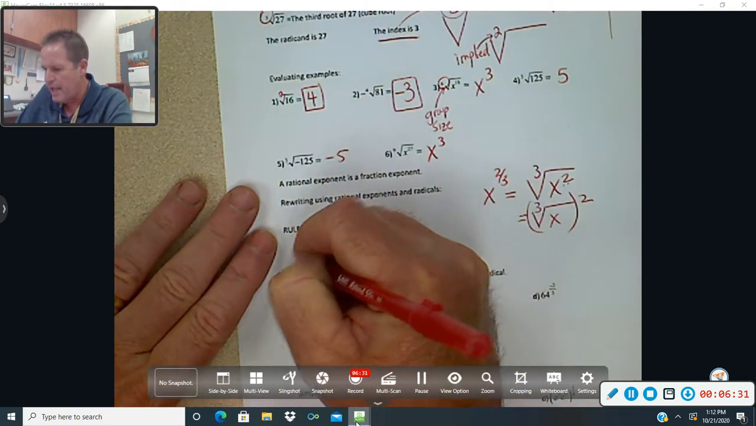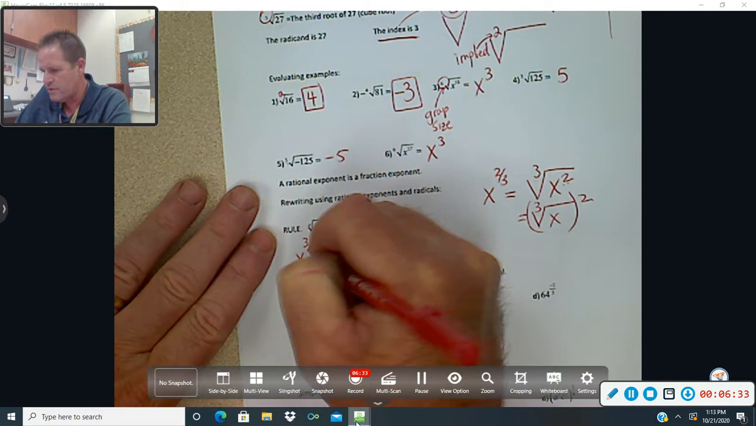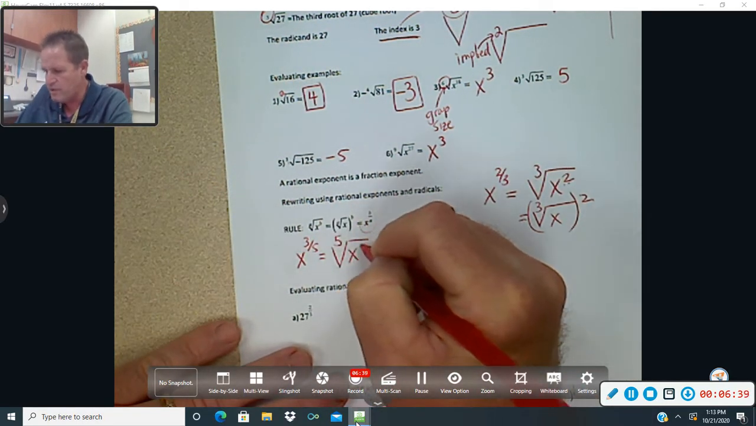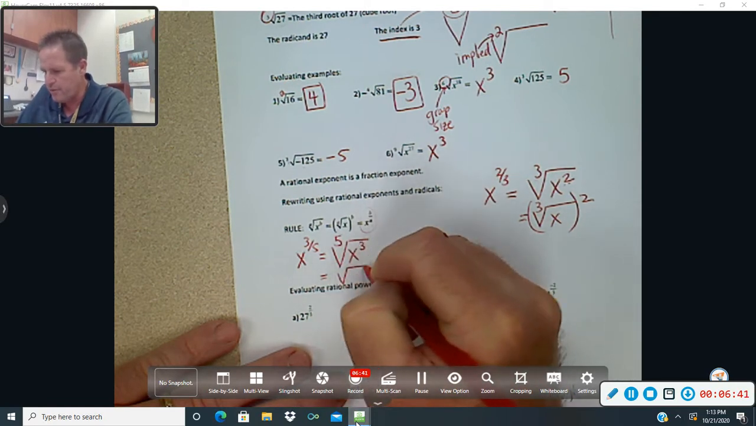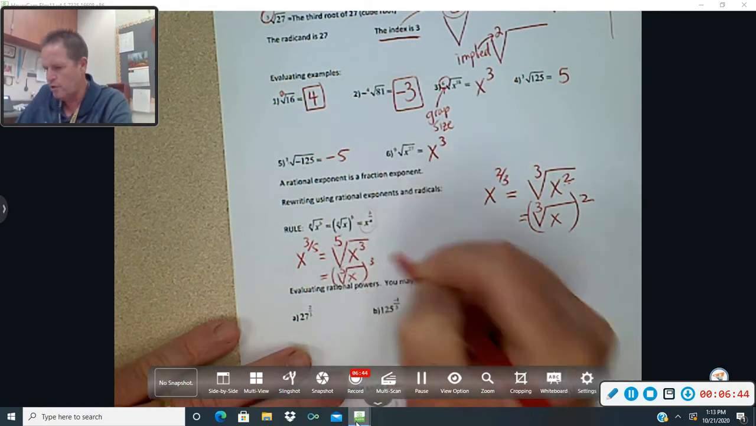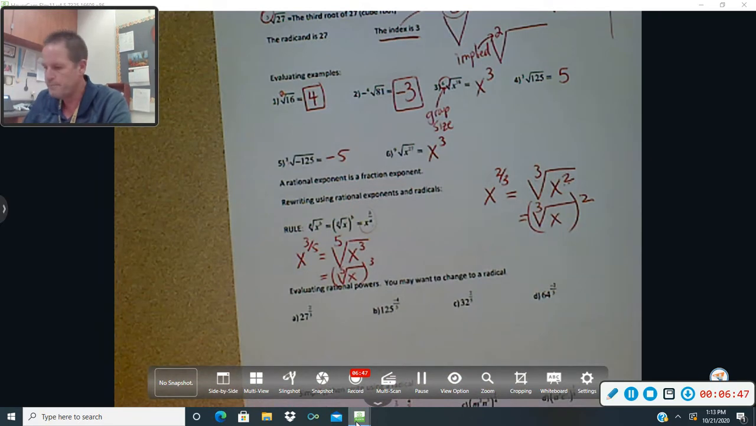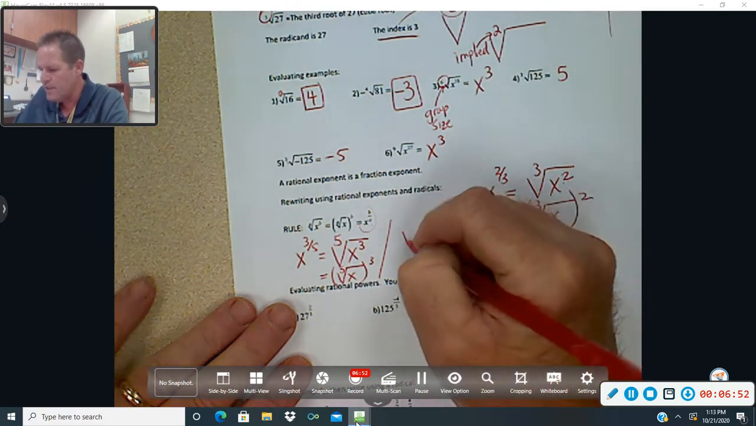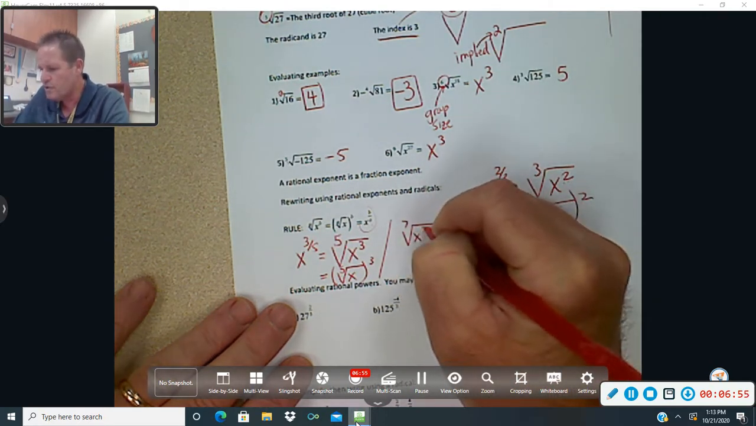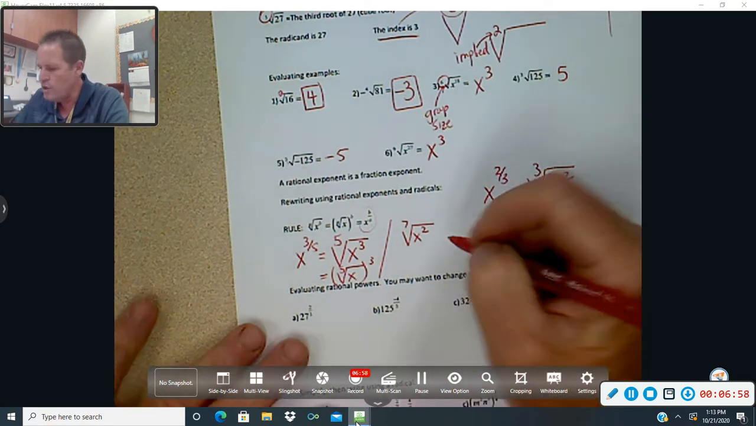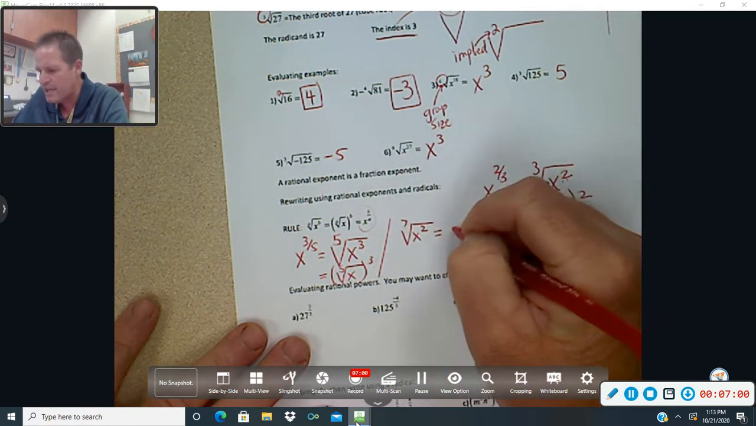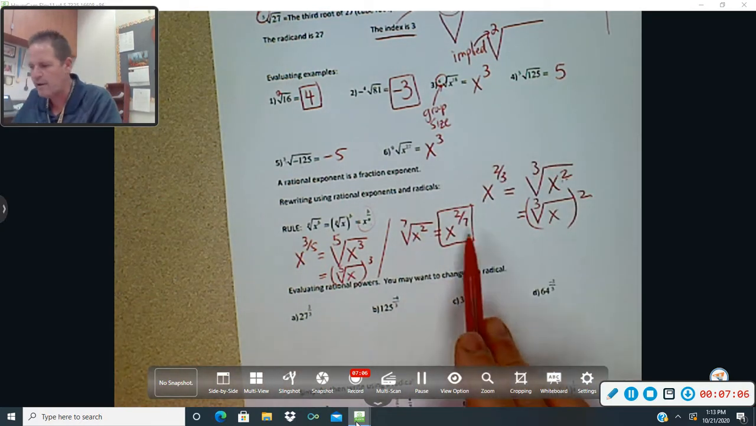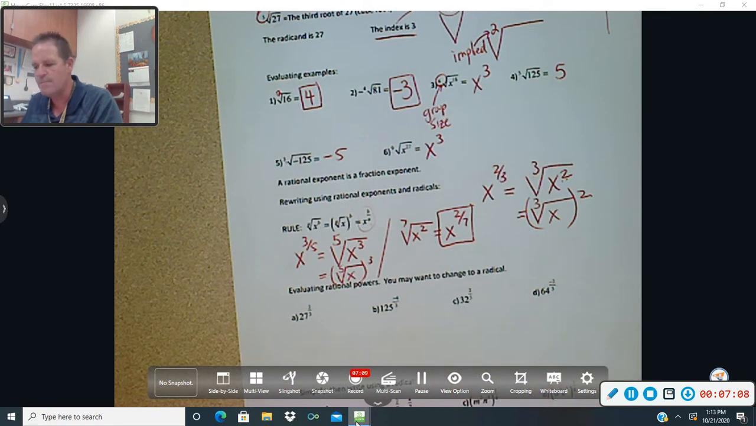Let's say that you had x to the 3/5. You could make that the 5th root of x cubed, or the 5th root of x cubed with the exponent outside. That would be fine. Now you can also go the other way. I might give you the 7th root of x squared, and then you can rewrite that as a fraction exponent, x to the 2/7. So I can write radicals as fraction exponents and fraction exponents as radicals.